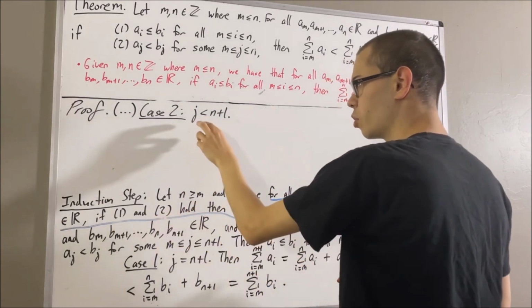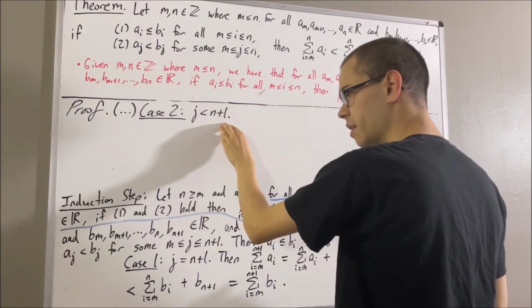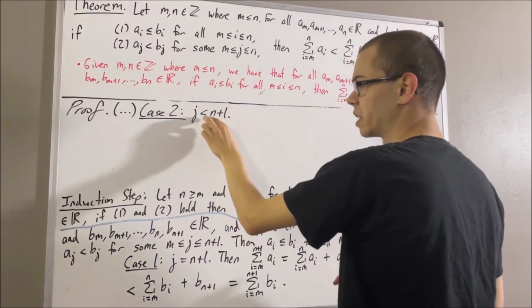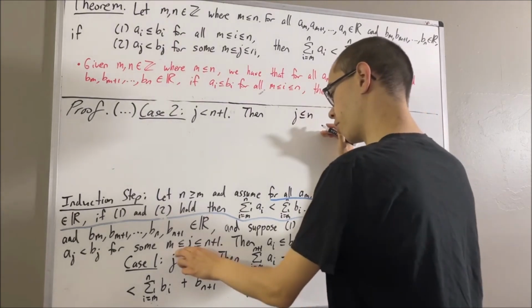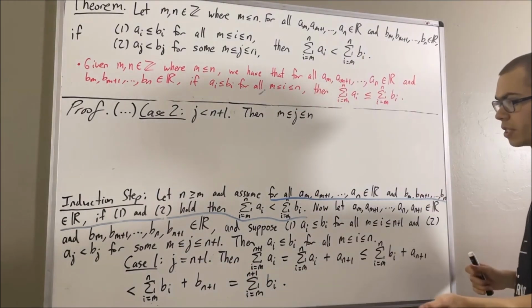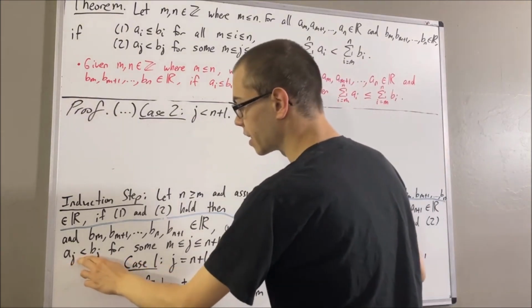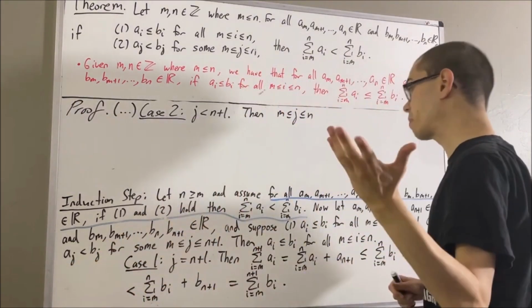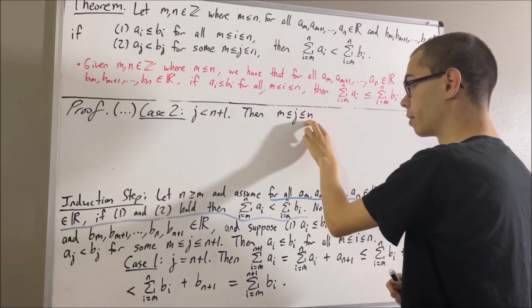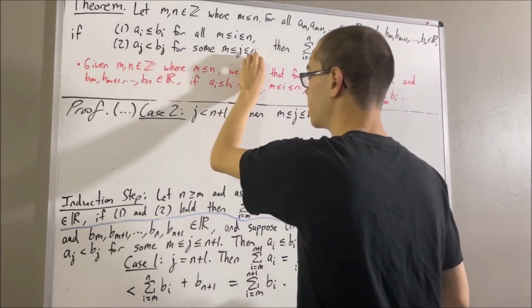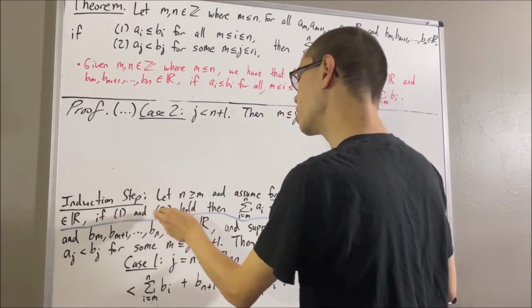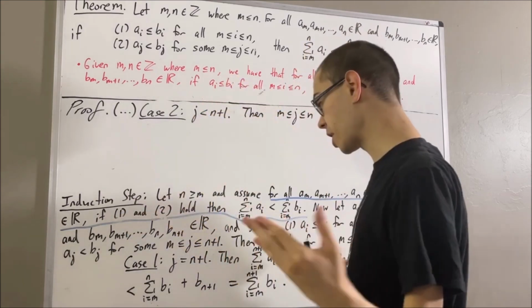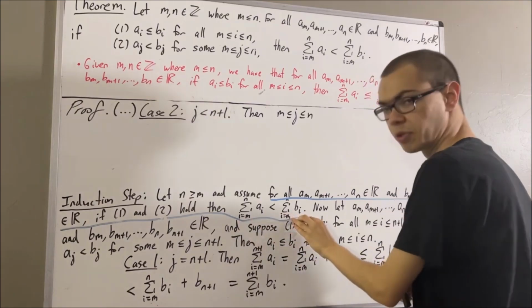Well, since we're dealing with integers, we know that this is equivalent to saying that j is less than or equal to n. And of course, j is greater than or equal to n. And so what this means is, we have that aj is less than bj for some integer j between m and n, which is precisely what 2 says, so 2 holds. So since both 1 and 2 hold, we have by our induction hypothesis that this must be true.